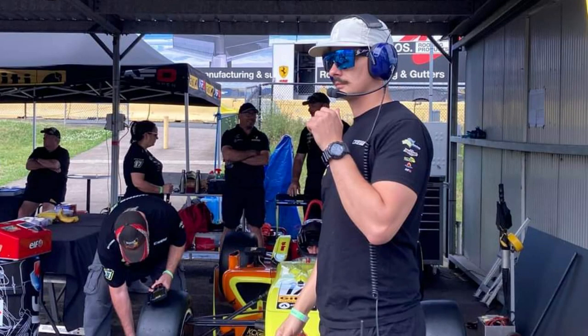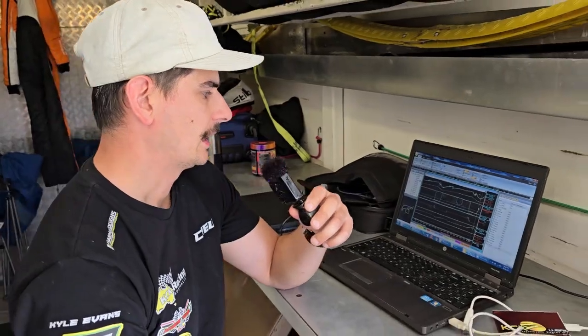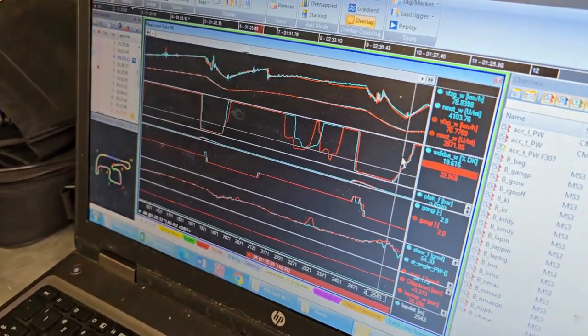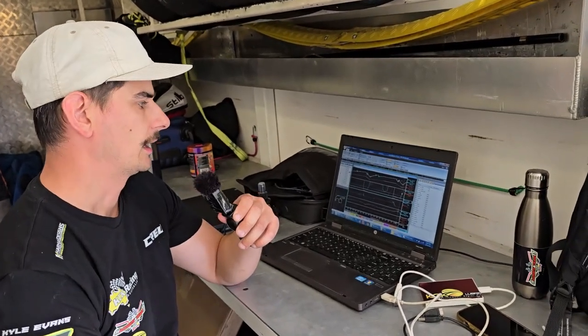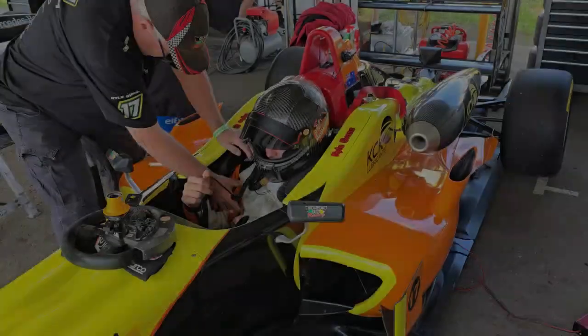Marcello here, part of the KCK Formula 3 racing group. So at the moment we're just looking over some data from Kyle's race 2. Really helpful tool. Lets us look at what the driver's doing, what the car's doing. We can make any changes, discuss feedback, and hopefully for the next race we can make some alterations and see if we can gain some time.